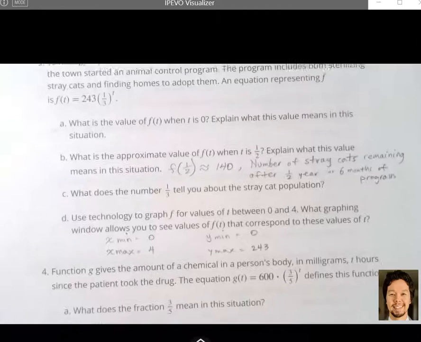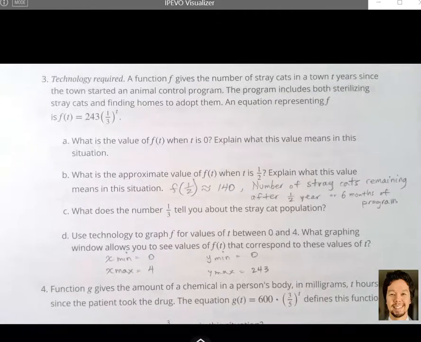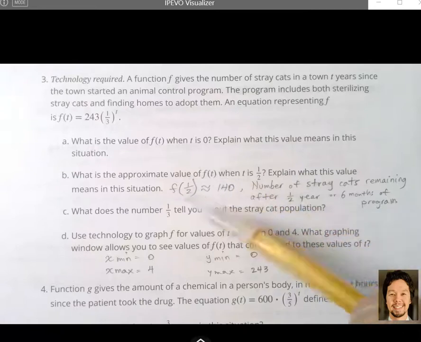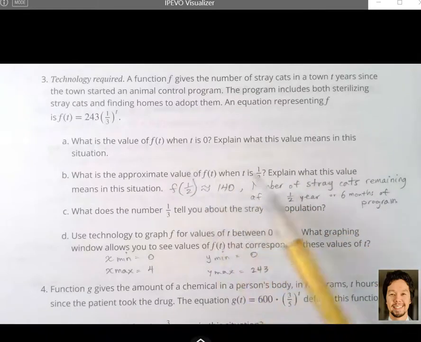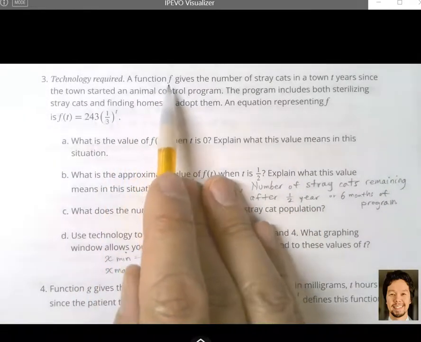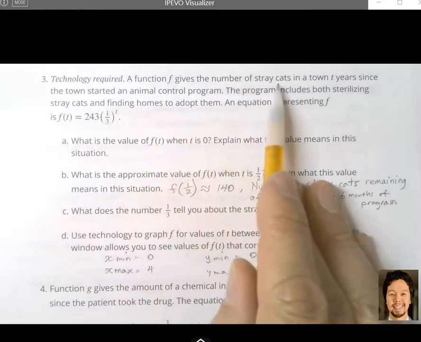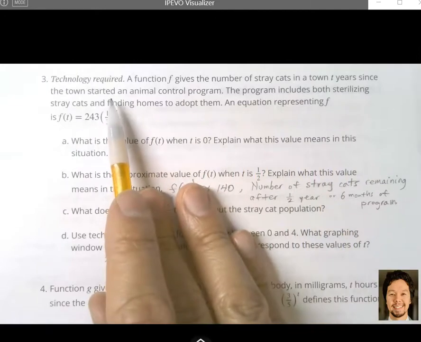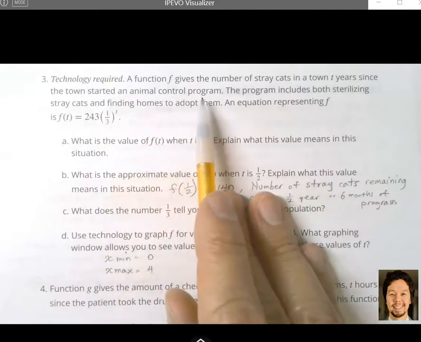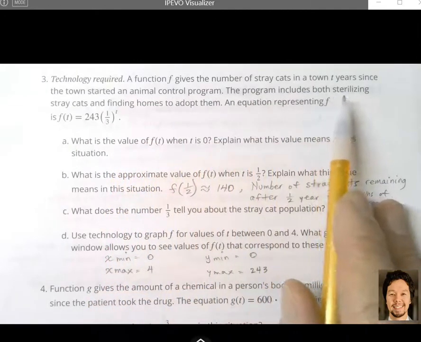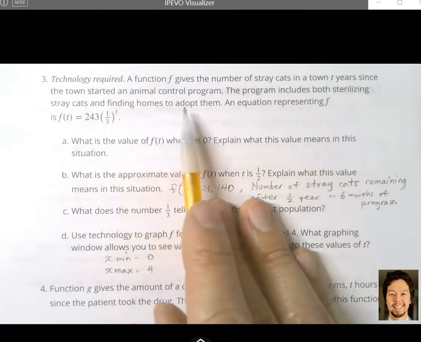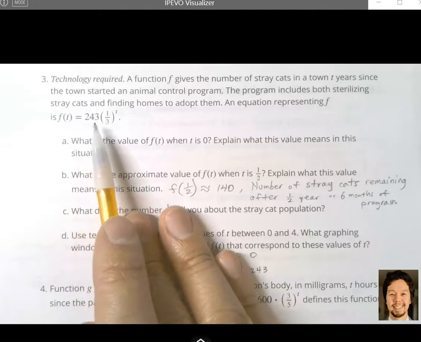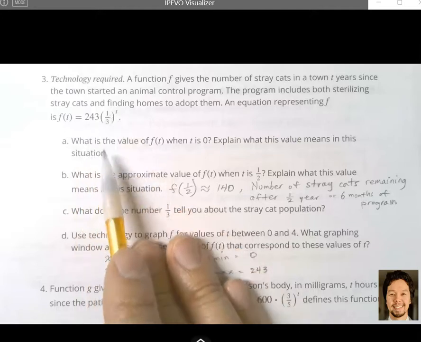Number 3, now because it says technology required, I will do the questions that require the technology, but you can answer the other ones. A function f gives the number of stray cats in a town t years since the town started an animal control program. The program includes both sterilizing stray cats and finding homes to adopt them. An equation representing f is f of t equals 243 times 1/3 to the t power.